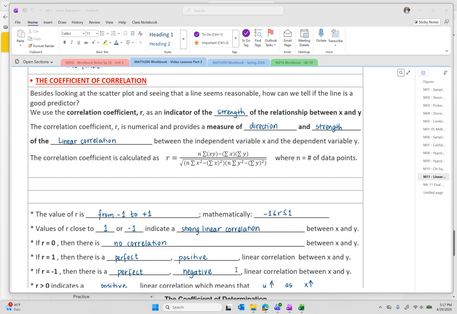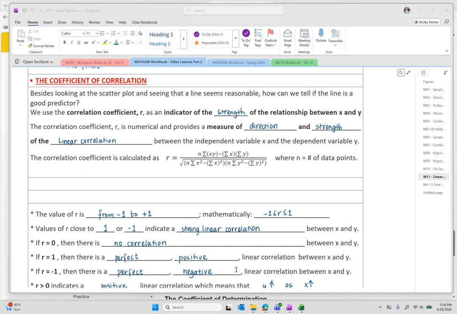We use the correlation coefficient R as an indicator of the strength of the relationship between X and Y. The correlation coefficient R is a numerical value and provides a measure of the direction, positive or negative, and the strength, weak or strong, of the linear correlation between the independent variable X and the dependent variable Y. The formula is presented in the notes and also in the textbooks.